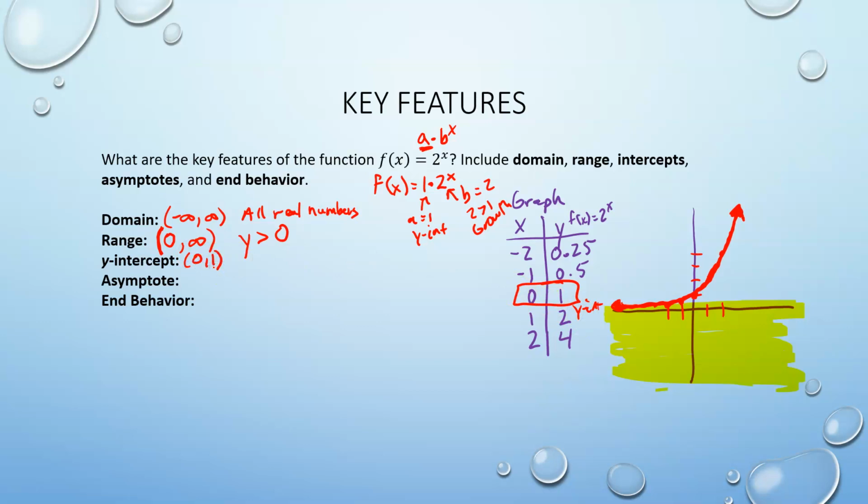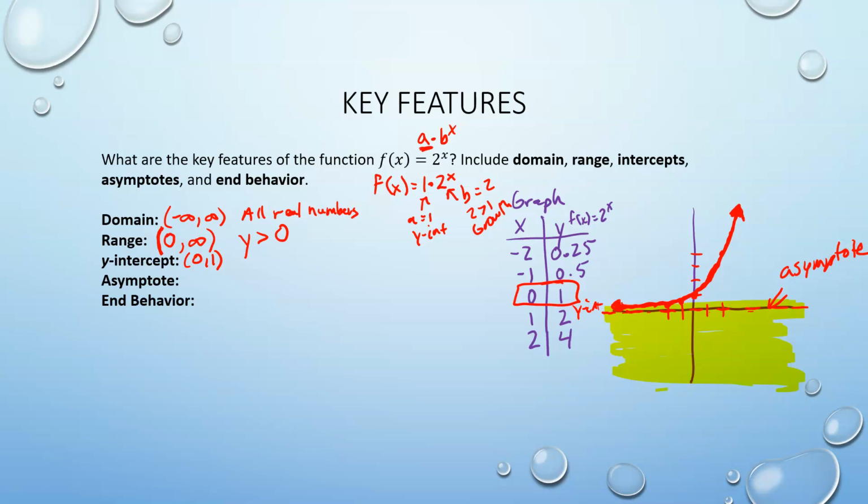Now, asymptote. Remember, asymptotes are lines that the graph approaches but never touches. Okay, so we've been talking about this very special x-axis in this case. We said it's going to get closer and closer and closer to it, but it's never going to touch it. That is called an asymptote. It's the line that it gets close to but never touches on the ends.